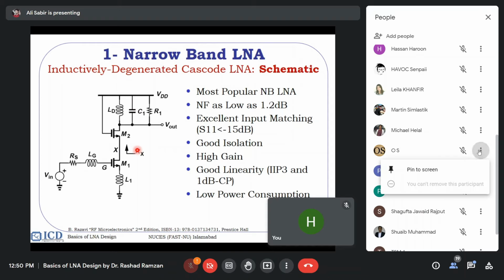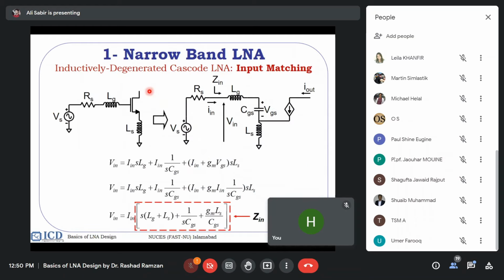Which part of the circuit is considered the load for matching? The L, C, and R is considered as a load for matching. The first, this top element are the load for the matching. So let's look at the input matching.